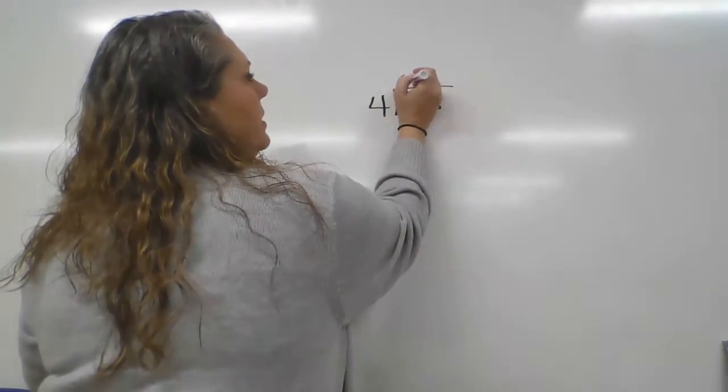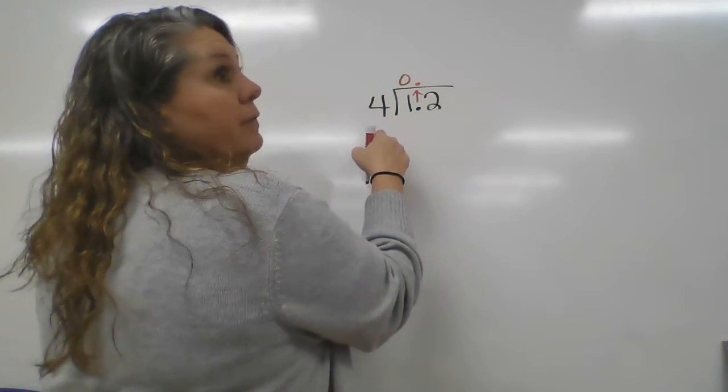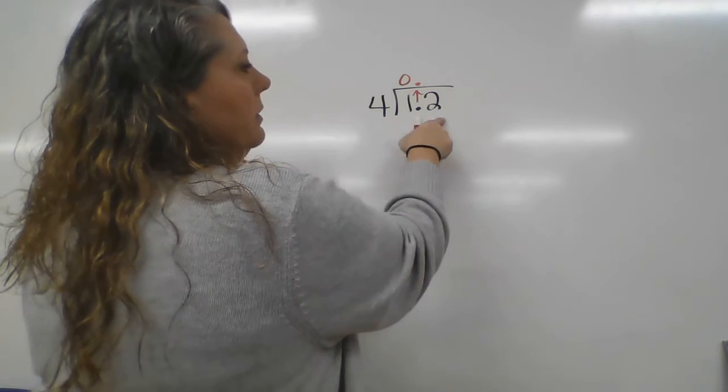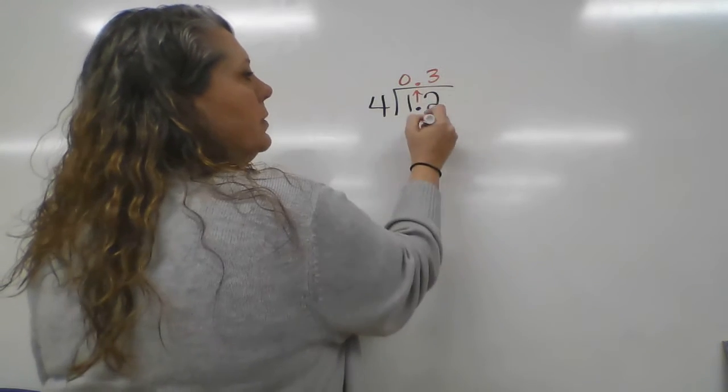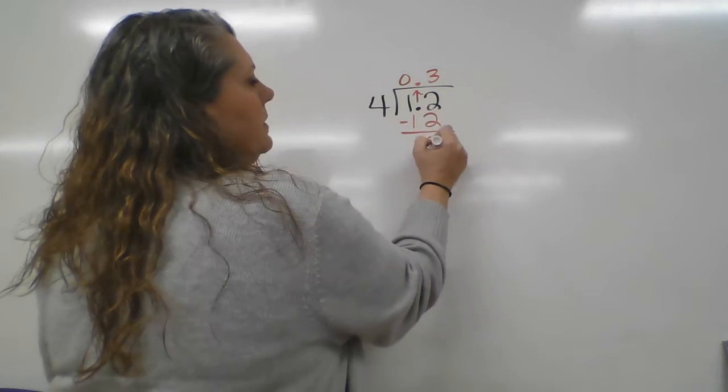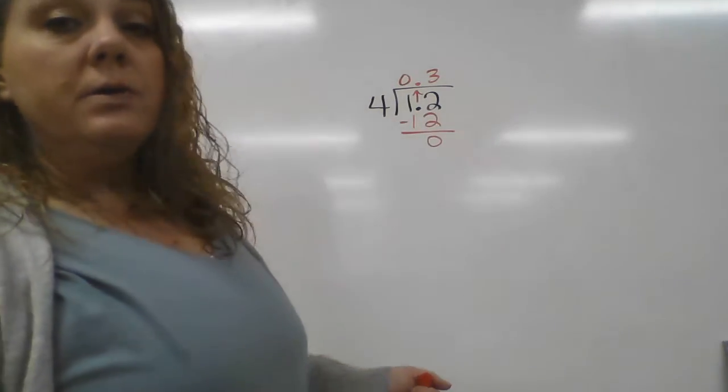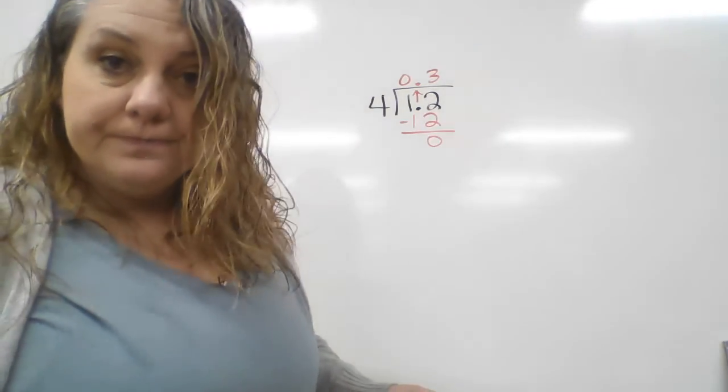4 can't divide into 1, it goes in there 0 times. 4 can go into 12 3 times. 4 times 3 is 12. There's nothing left over. All right, so all you did was bring the decimal up into your answer.